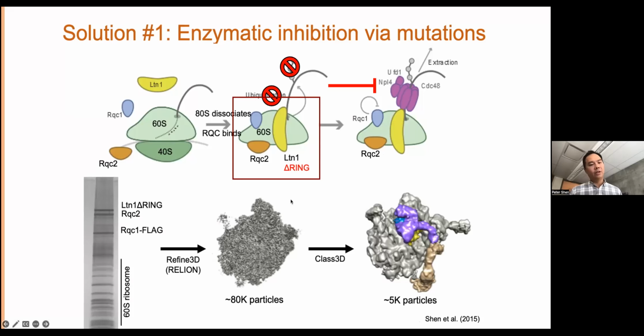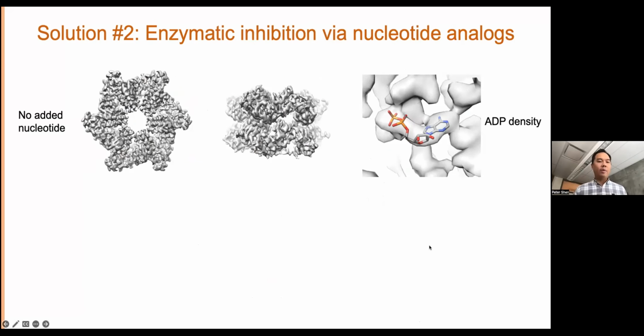So in this case, generating a specific mutation to trap the complex in a desired state was needed to help us push this project forward. We've also used other methods to trap particles in their desired states. Going back to this AAA ATPase complex, when we do these native purifications, by the time we freeze grids and solve the structure, we recover these complexes in an inactive state.